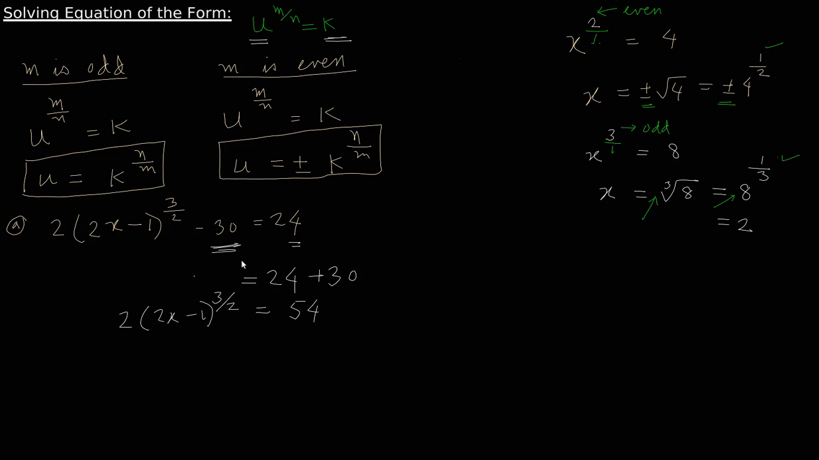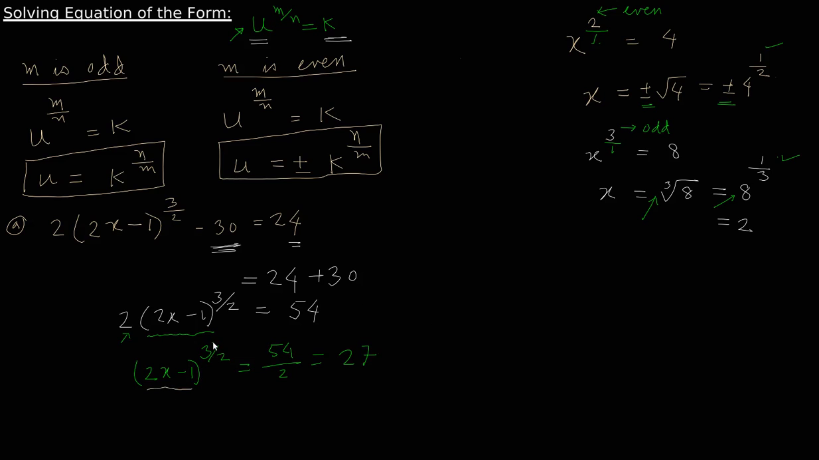Another thing to look at here is that with u, I have a coefficient. If I consider this as u, I want to get rid of the 2, so I'm going to divide both sides by 2. I can write 2x minus 1 power 3 over 2 equals 54 over 2, and 54 over 2 becomes 27.